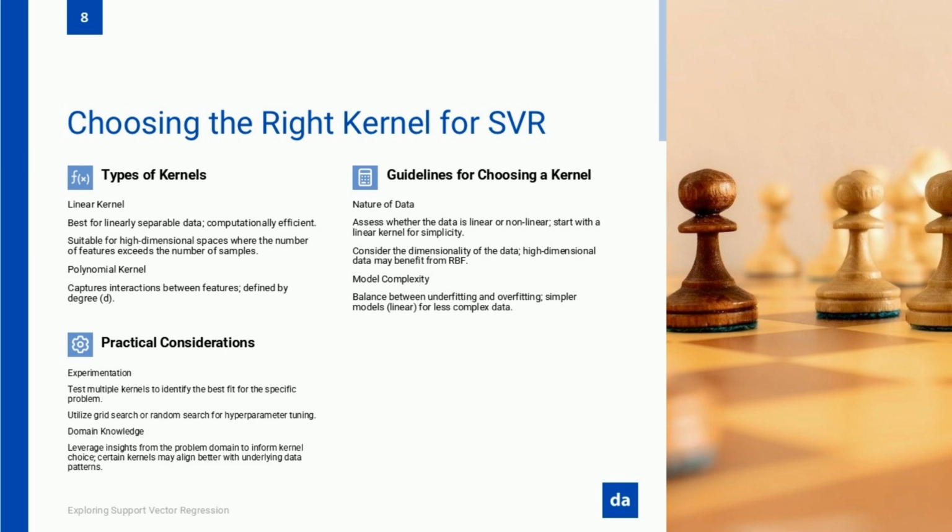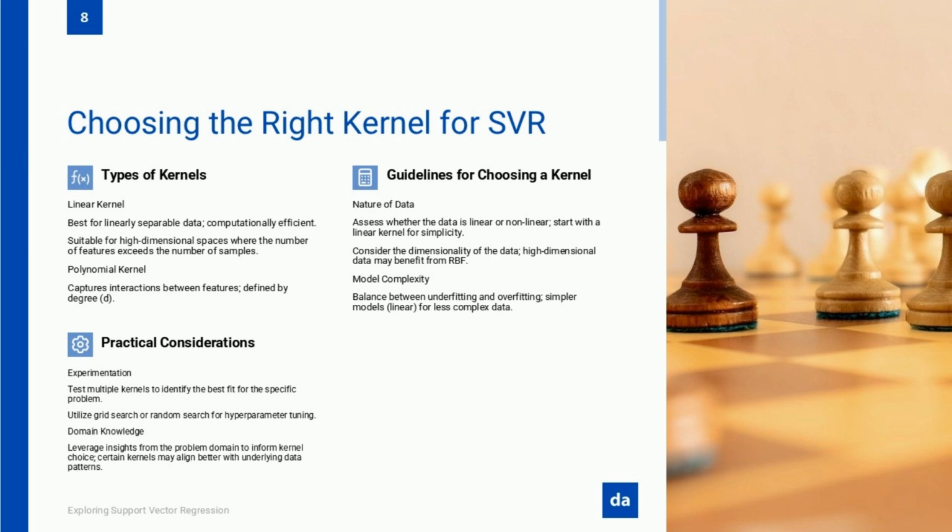The RBF kernel introduces a new parameter, gamma, which controls how much influence a single data point has. A high gamma value makes the model sensitive to individual points, which can lead to overfitting, while a low gamma value results in a smoother model that generalizes better.